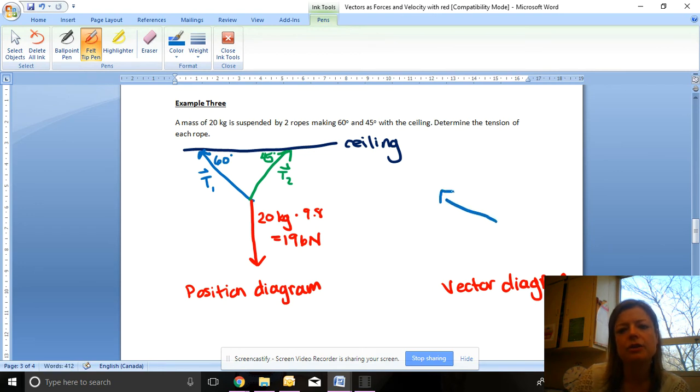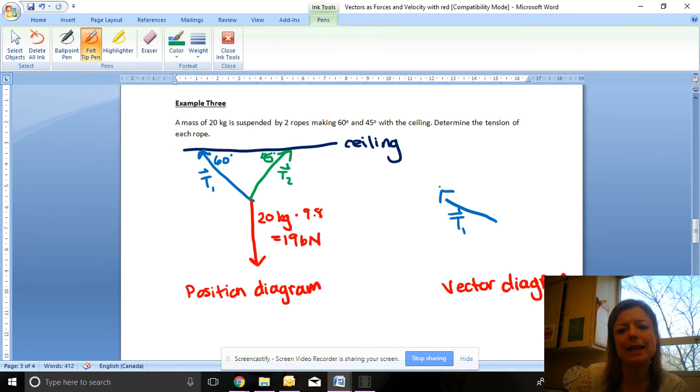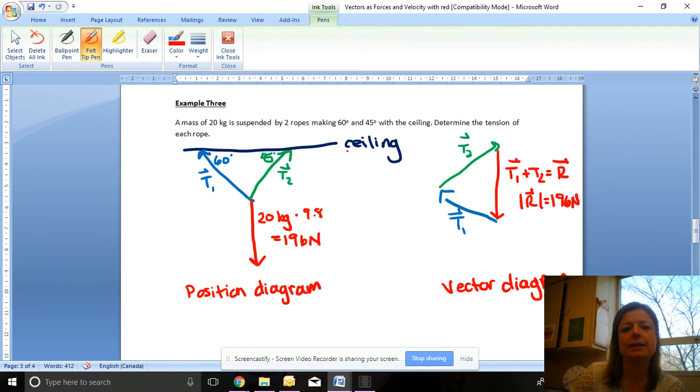I'm going to draw this here. So that is just my tension 1. I'm just redrawing it in a different spot. And then I'm going to move the T2 so that they're placed head to tail. So there's my T2. And that has to be making a triangle here with my T1 plus T2 equals the resultant. The magnitude of this resultant is 196 newtons. So we think about this as 196 long.